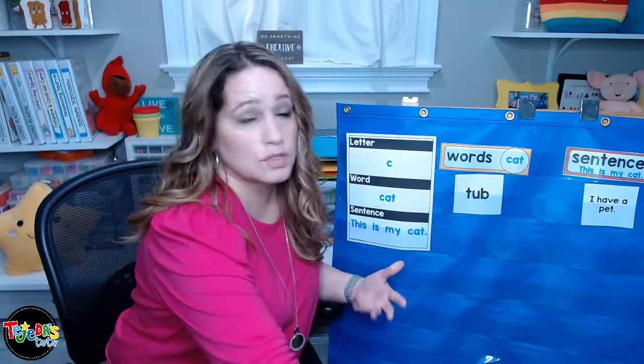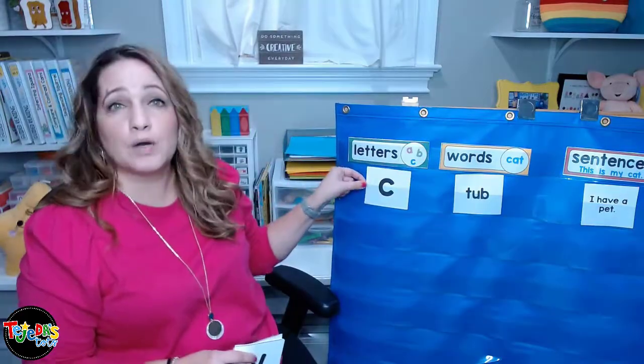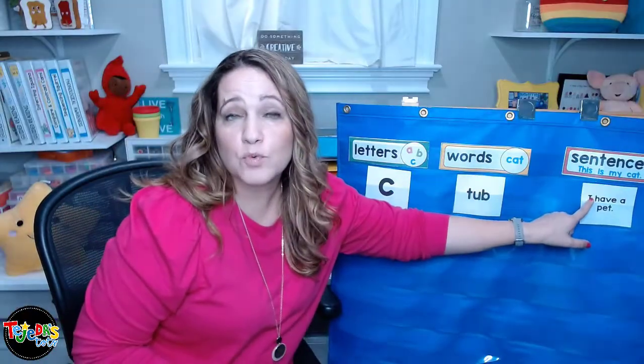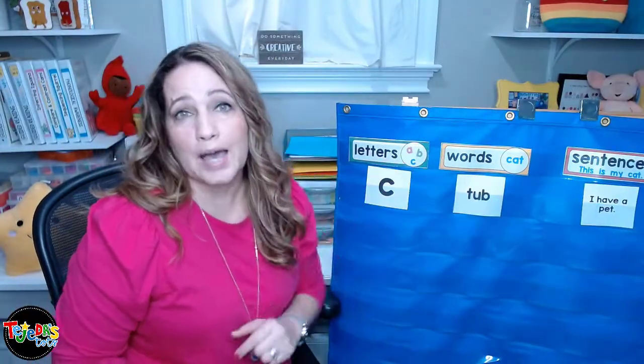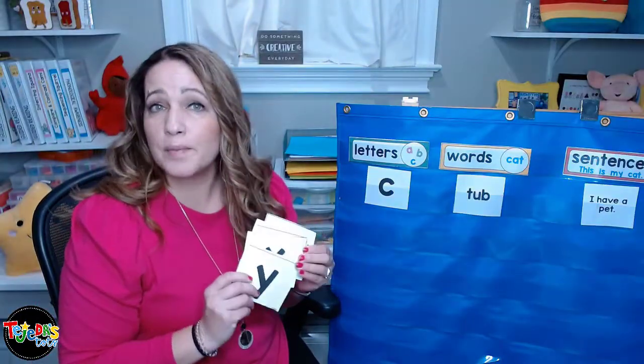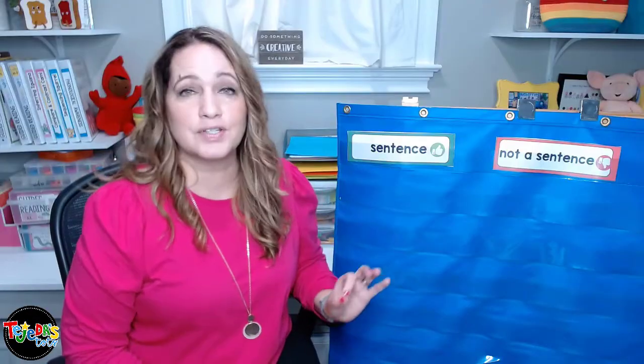Now, I just use some cards and you can make your own with some headings, and we talk about what a letter is, that a word is made up of letters and a sentence is made up of words with spaces in between, a capital and a punctuation mark. And then we sort the remainder of the cards and talk about the differences. Next, we're going to move on to sorting examples and non-examples of sentences.